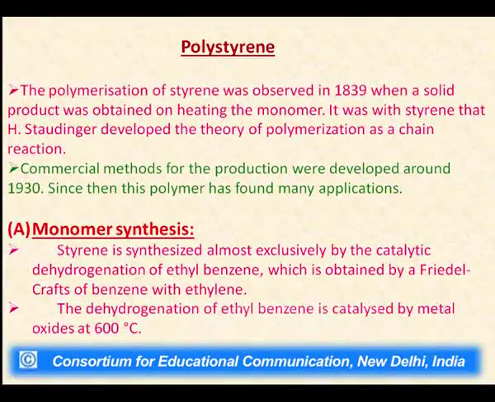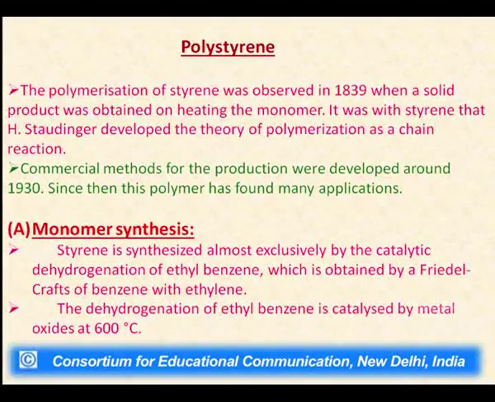The polymerization of styrene was observed in 1839 when a solid product was obtained on heating the monomer. It was with styrene that H. Staudinger developed the theory of polymerization as a chain reaction. Now first we have to synthesize the styrene molecule itself, which is the monomer synthesis.